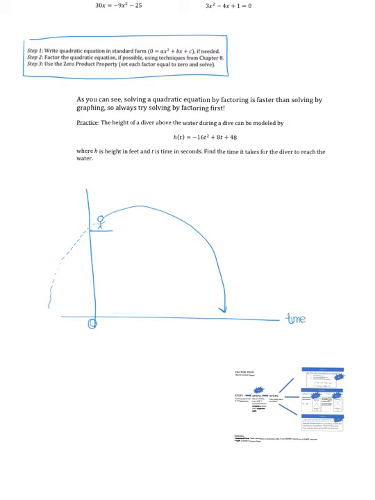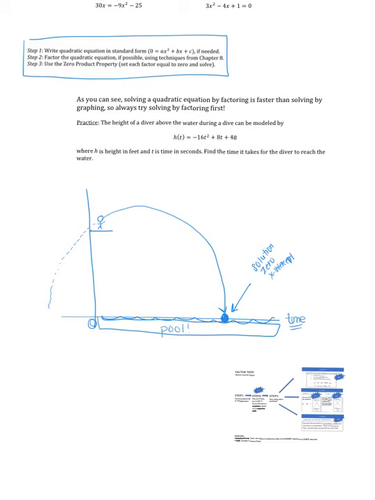Now our goal is to find at what time he reaches the pool. The pool is this part down here. Okay, the time that he reaches the water would be at this point right here, which we know can be modeled as a solution, a zero, or an x-intercept. So we're looking for this particular x-intercept, which we can solve graphically by factoring.